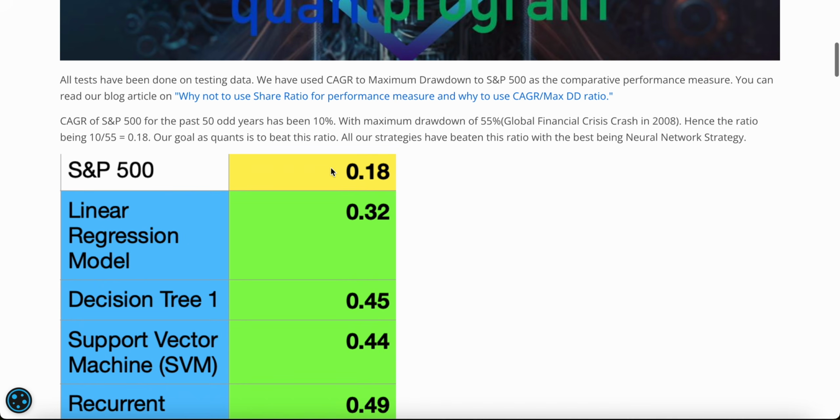And I've also created an article here which explains in detail why Sharpe ratio is not a good performance measure and why you have to use CAGR to maximum drawdown ratio. You can even discuss that with your favorite LLM, but again, if you want to go through the blog article, that'll be good as well.